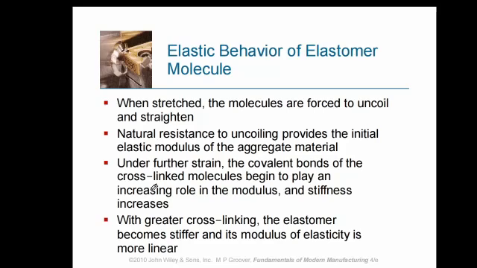And when stretched, the molecules are forced to uncoil and they straighten. Initially, when you stretch, the natural resistance to uncoiling provides the initial elastic modulus of the aggregate material. So elasticity is the probability of going back to original shape. So there is the natural resistance to uncoiling. It gives initial elasticity.